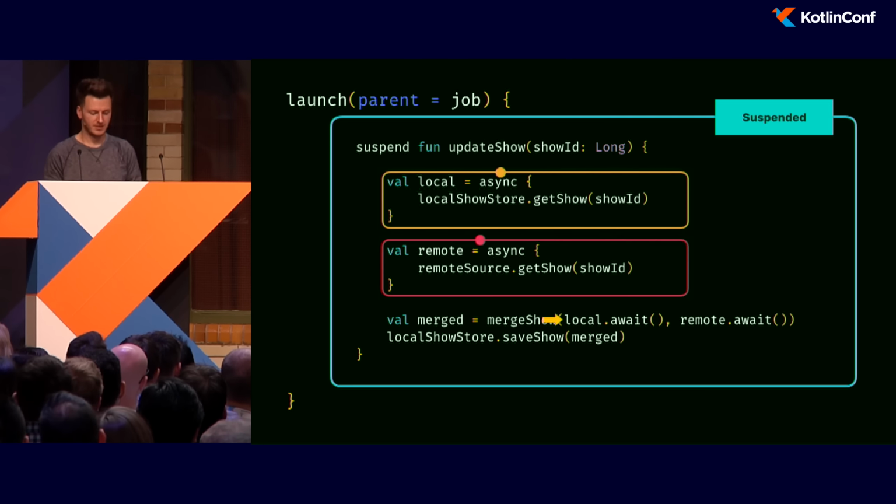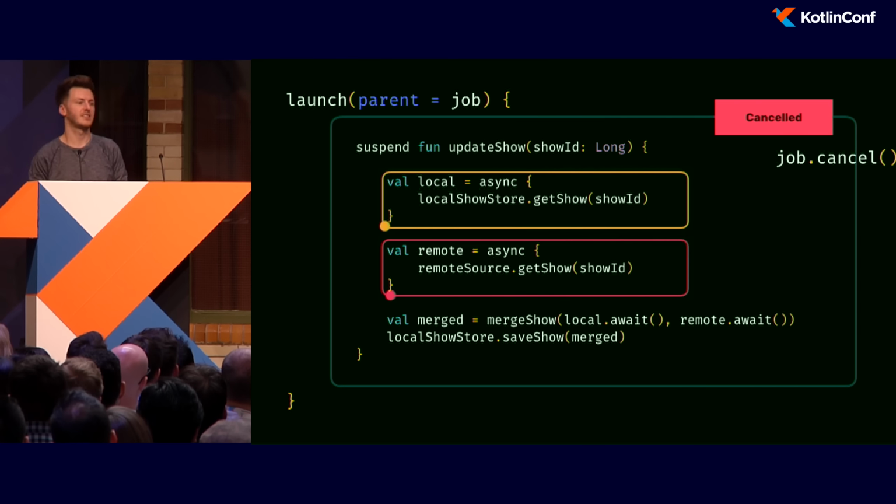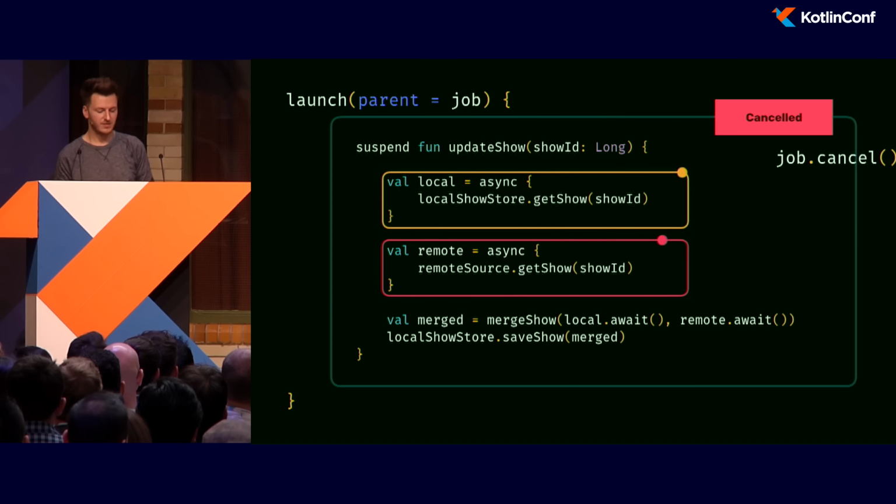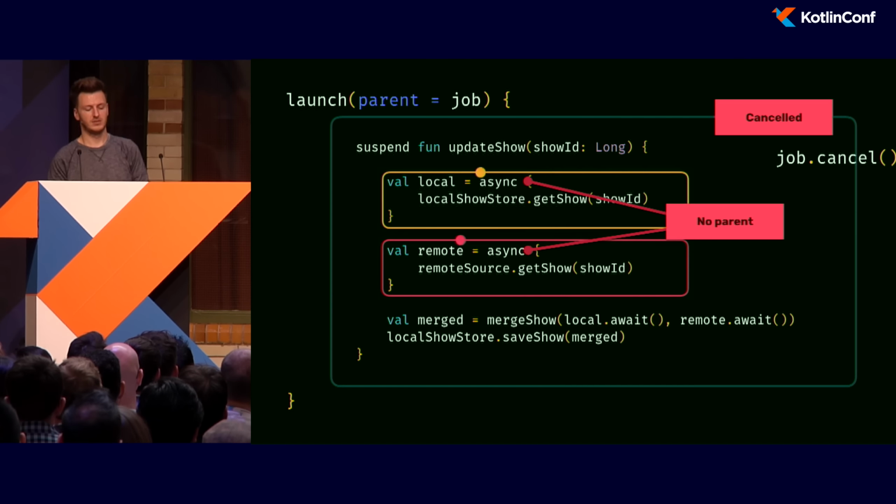But during this time, the view model is gone. It gets destroyed for whatever reason. The screen goes off screen, which means that the job is canceled. Remember, we had that job, and we canceled it. But hopefully you can see that those two inner coroutines are still running because they haven't been canceled. The reason for that is because there is no parent set. We have the parent on the outer coroutine, but it doesn't automatically populate down to the inner ones.